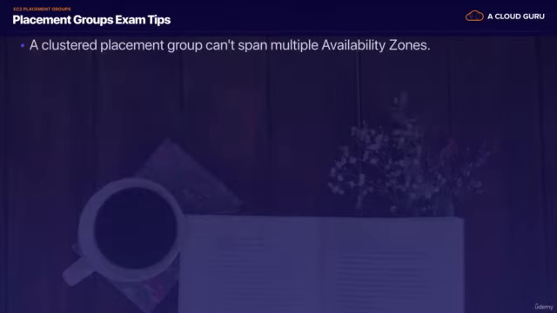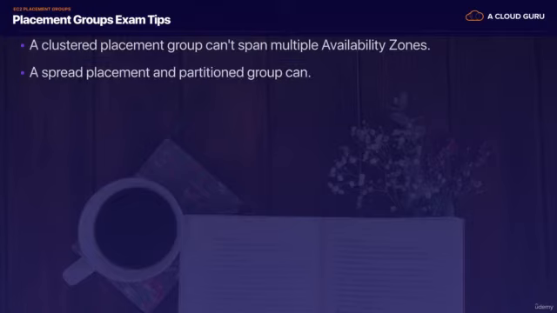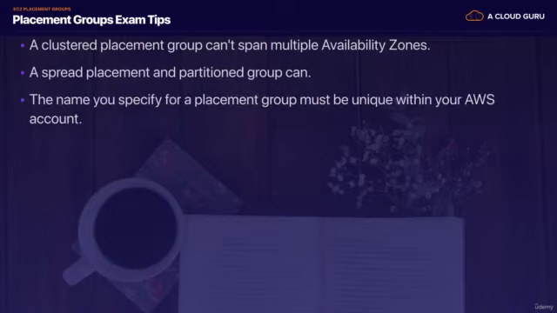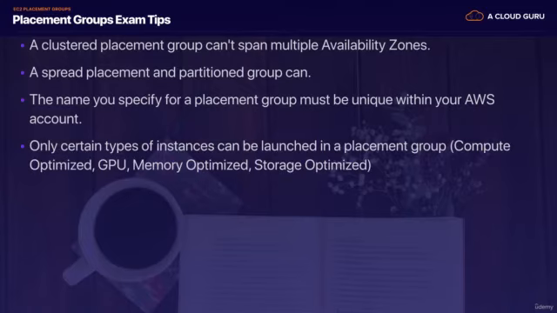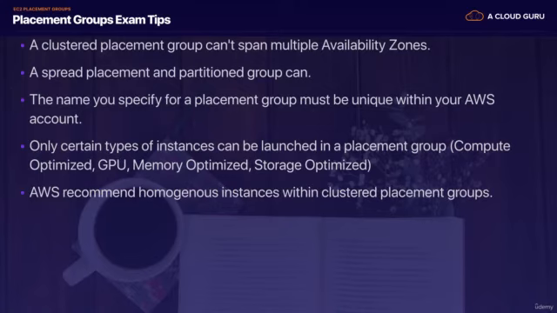A clustered placement group can't span multiple availability zones, whereas a spread placement group and a partitioned placement group can, but they still have to be within the same region. The name that you specify for a placement group must be unique within your AWS account. Only certain types of instances can be launched in placement groups, such as compute optimized, GPU, memory optimized, and storage optimized. AWS recommends homogeneous instances within clustered placement groups. So if you are doing a clustered placement group, you want to have the same EC2 instance types inside that clustered placement group, or at least that's Amazon's recommendation.